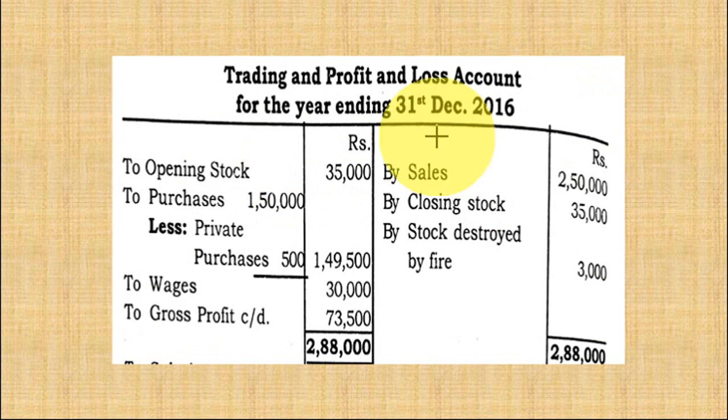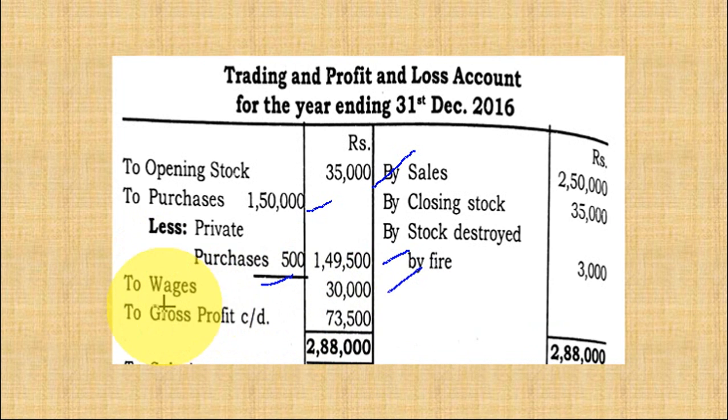Okay. Let us prepare trading and profit and loss account. We discussed all these items. Opening stock 35,000, purchases 1,50,000, less, that is for the personal use, right? 500, that is 1,49,500. Wages 30,000. The outstanding wages will not come here because outstanding wages is given in the trial balance, and it has to appear only once, and it will directly go to the balance sheet. So only wages we have to write.